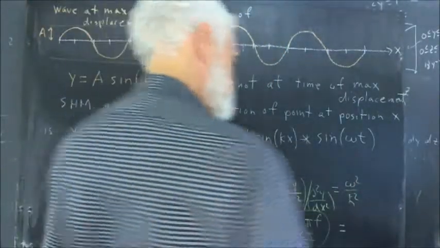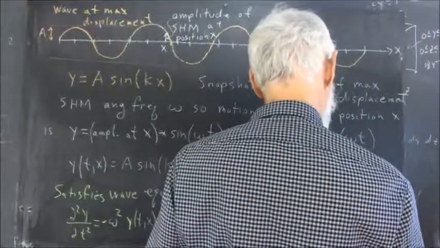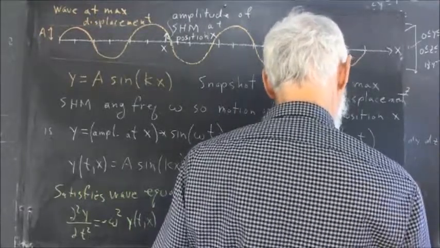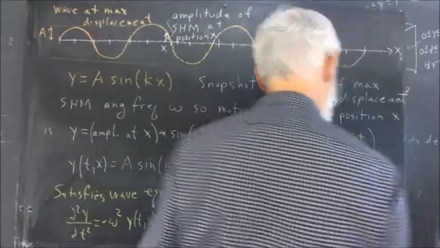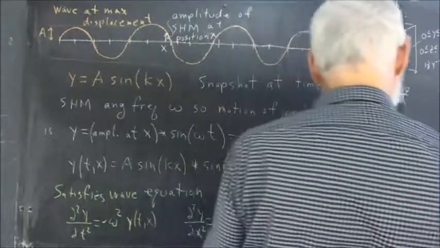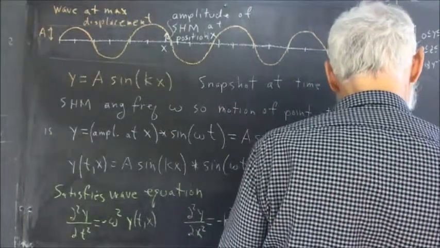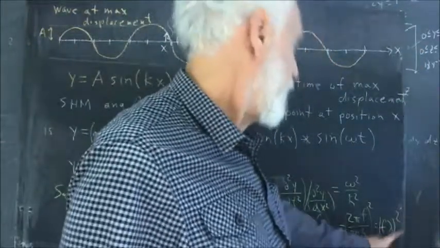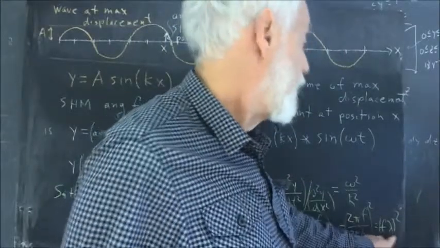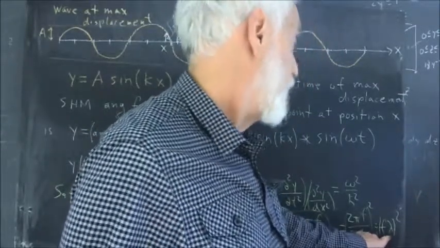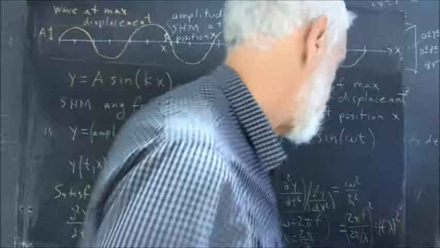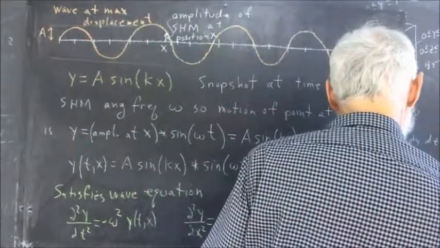So omega squared over k squared is what? It's 2 pi f divided by 2 pi over lambda, squared. And that's going to be f lambda squared. If you understand the relationship between wavelength and frequency, how many cycles you get in a unit of time, how far you go for every cycle, then multiplying how many per unit of time by how far you go for each one gives you how far you go in a second. And that equals c squared.